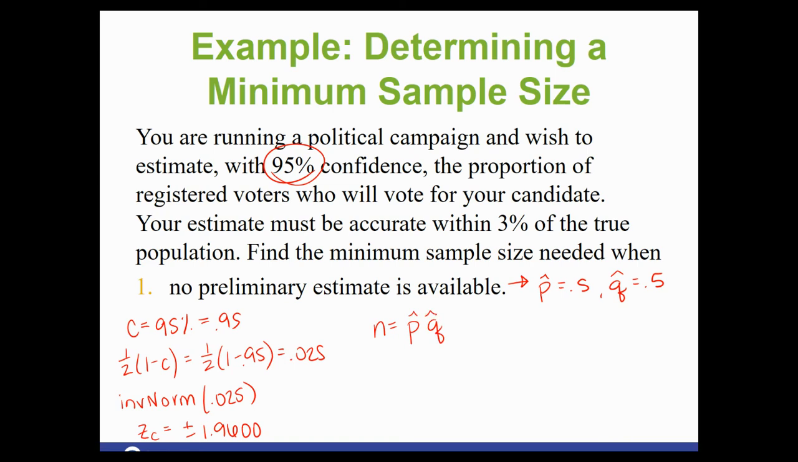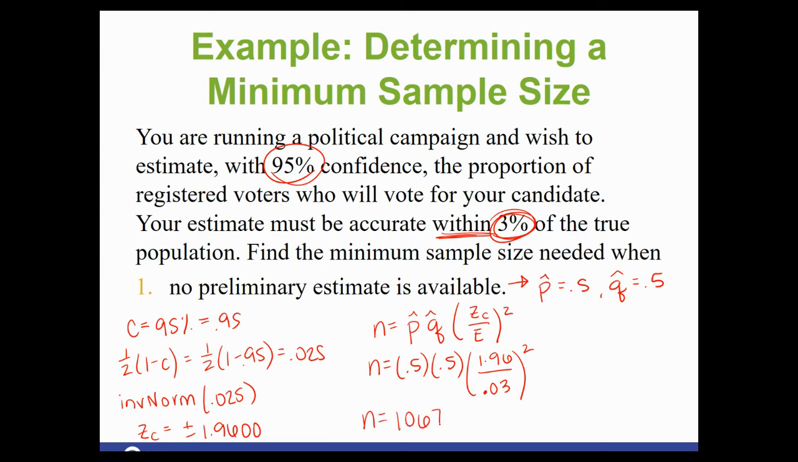So we can plug everything we have into our formula to find our minimum sample size. We have 0.5 times 0.5 times the positive critical value over E, which is your clue word, within 3%. Make sure you switch it to a decimal. Whatever that percent is, you switch it to a decimal. Don't forget the square in the back. We get 1067.1 repeating for our decimal, and we need to round it up. So we get 1068.